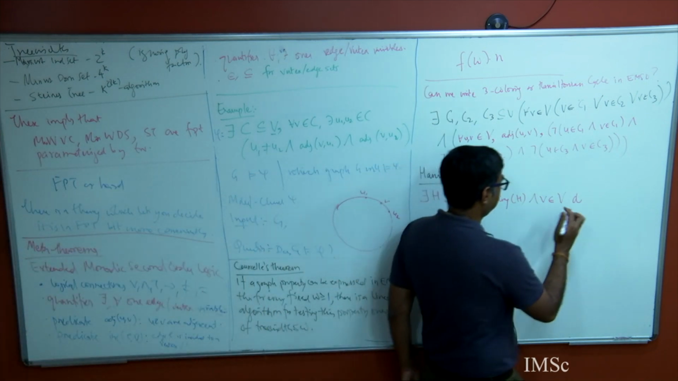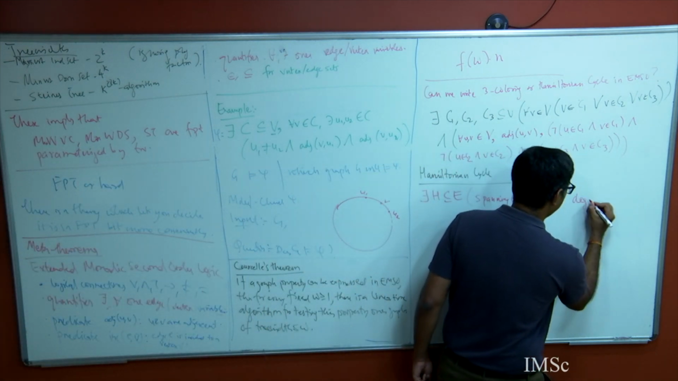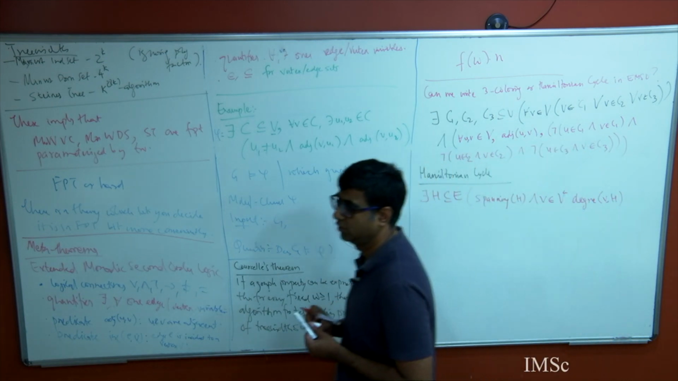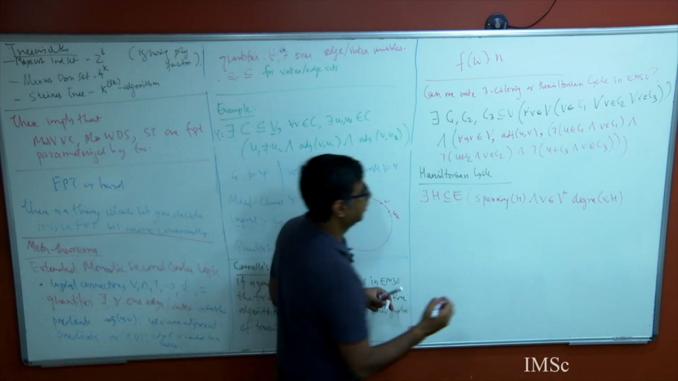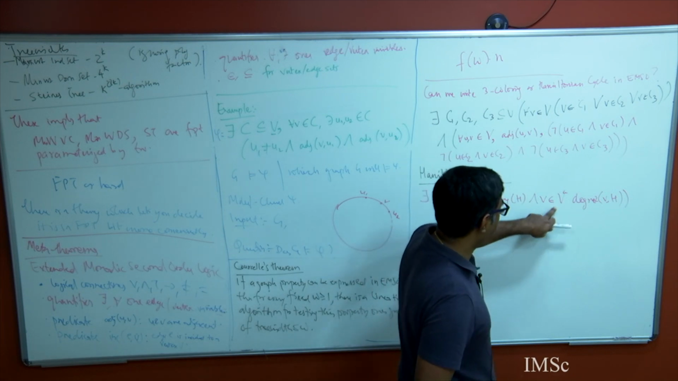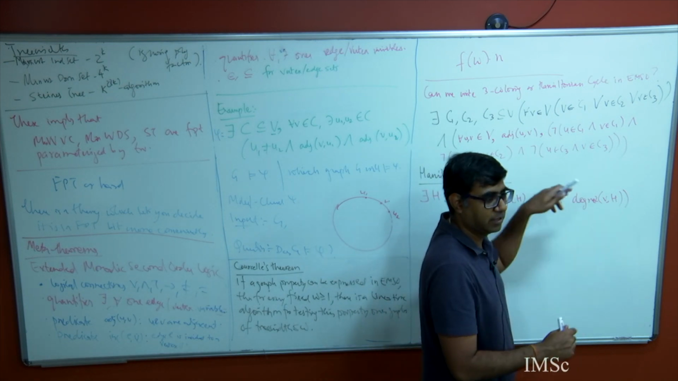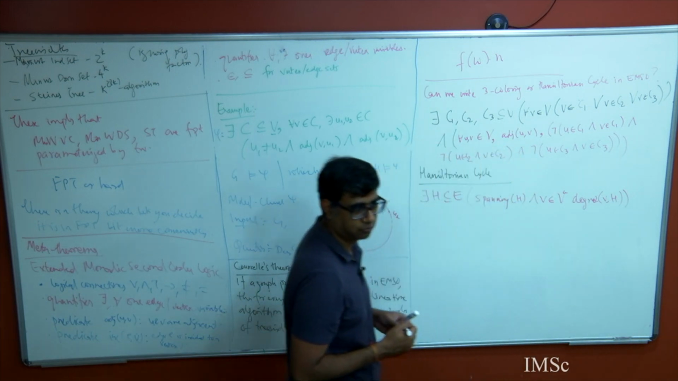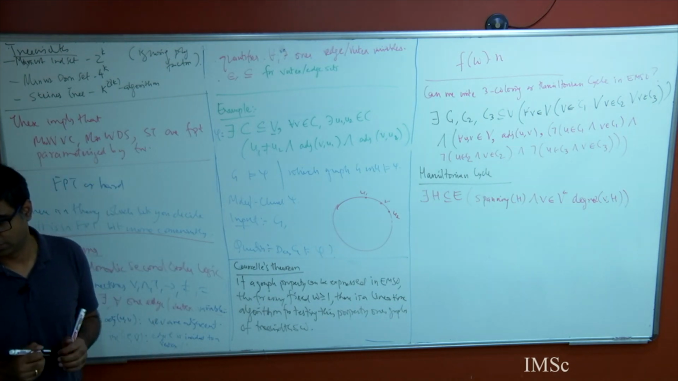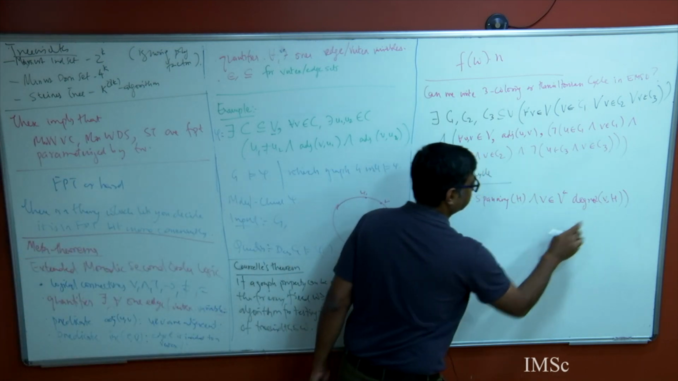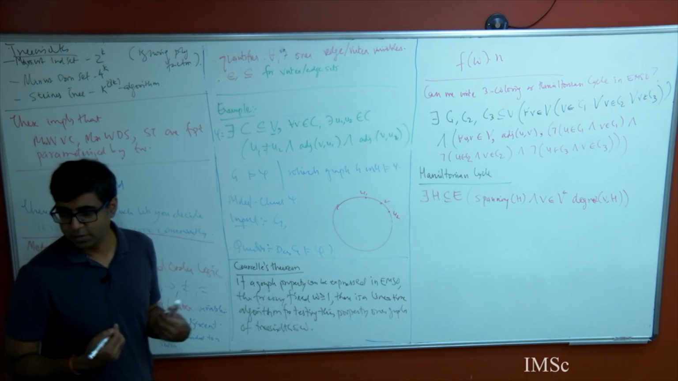I will write another macro: degree of V in H should be how much? 2. Okay, so I will write 2. So first of all, it's spanning, and for every V in V, degree of V in H is 2. But I have not told you how to write these things, and these are macros, which I will tell you how to write. So if I can write this, then I will be done. Okay, so first let's write down how will we write this.